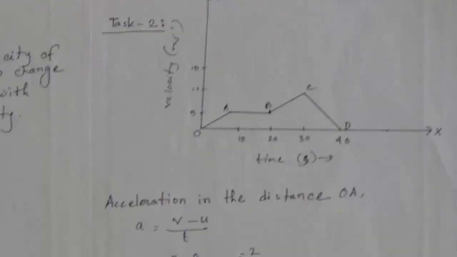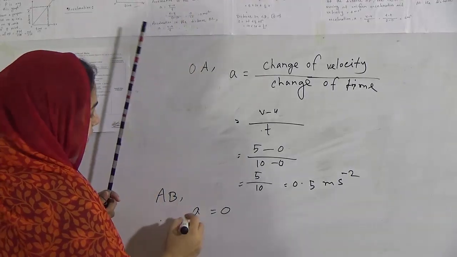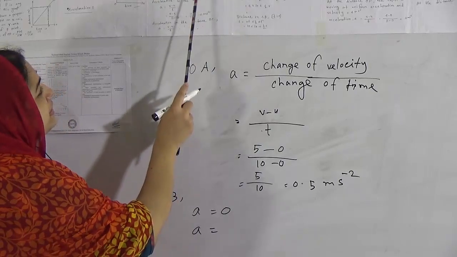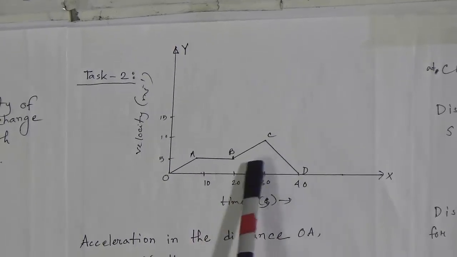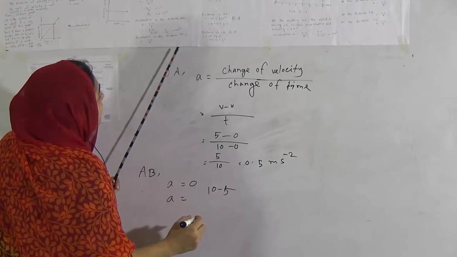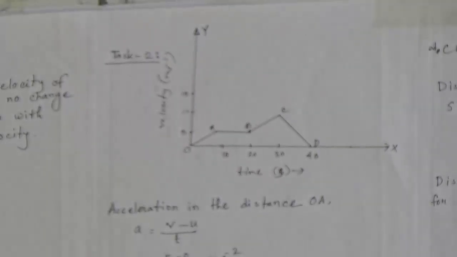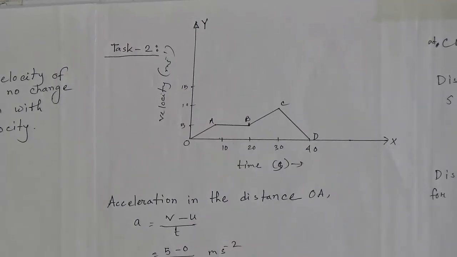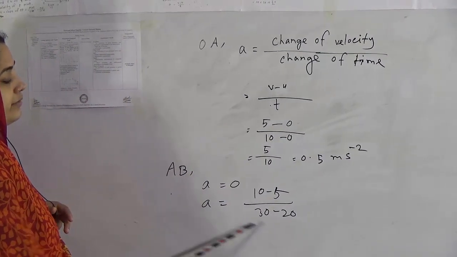Now the next part, BC. At distance BC, what will be the acceleration, you have to find out. The final velocity at point C is 10 and at point B is 5, that means the change of velocity will be 10 minus 5. Then the change of time: here 30 minus B point 10 is 20. This is the change of velocity, this is the change of time, then you can find out easily the acceleration at BC.